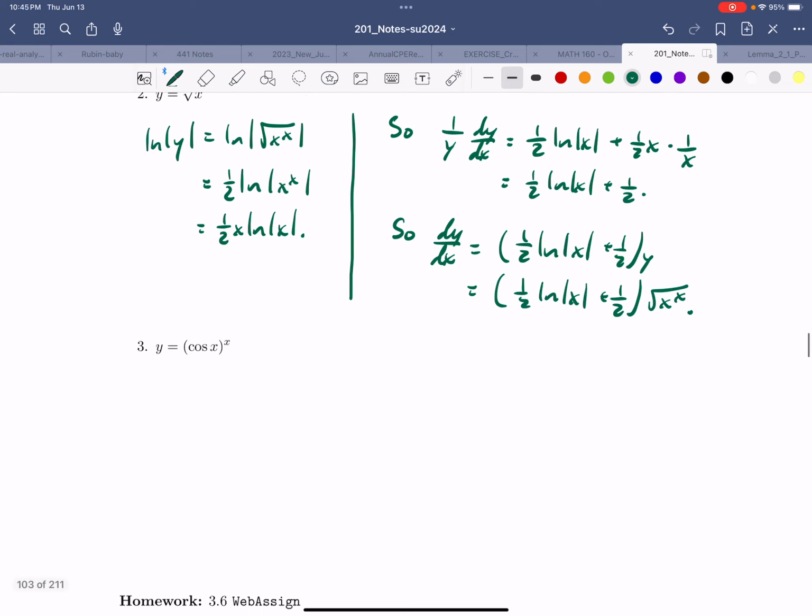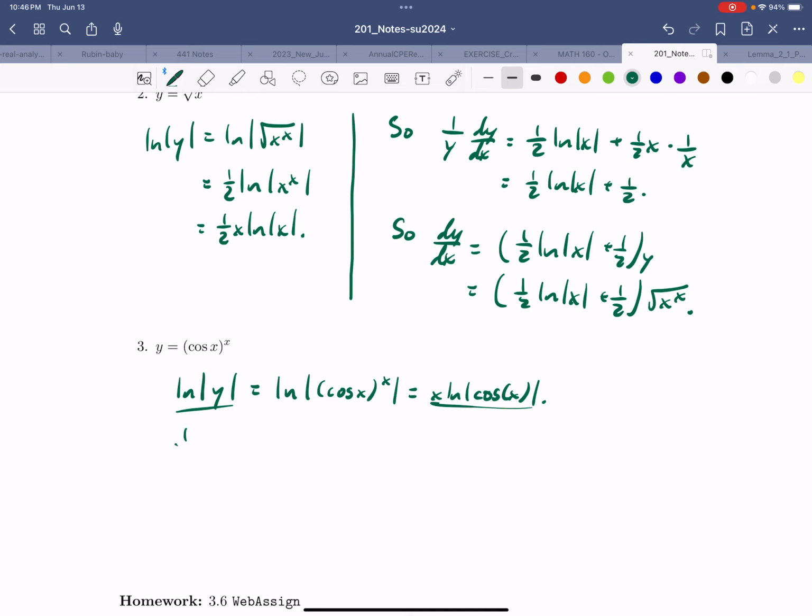All right. And last but not least, maybe we'll take a look at y equals cosine of x, quantity to the x. Same sort of thing. Take the ln of both sides. Here I think it's kind of important to use the absolute value signs because cosine can be negative quite frequently. Anyway, this is the equation we're considering.